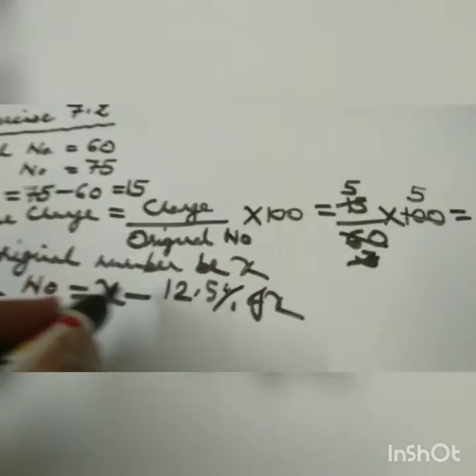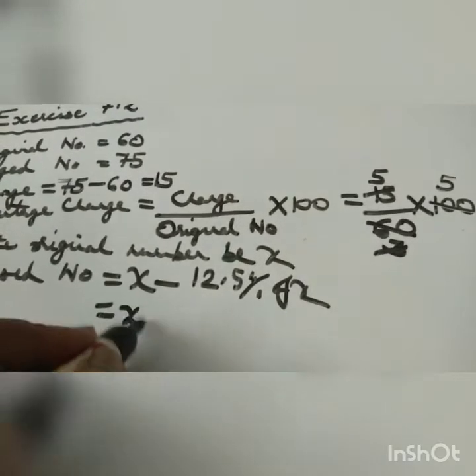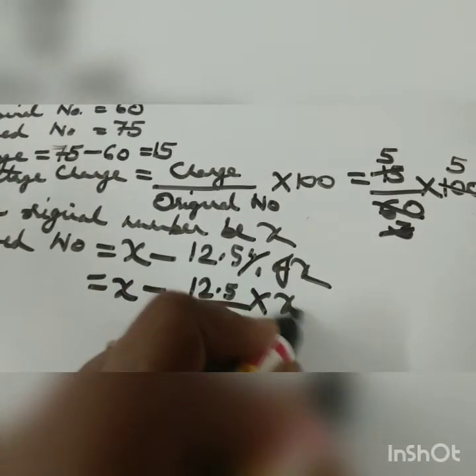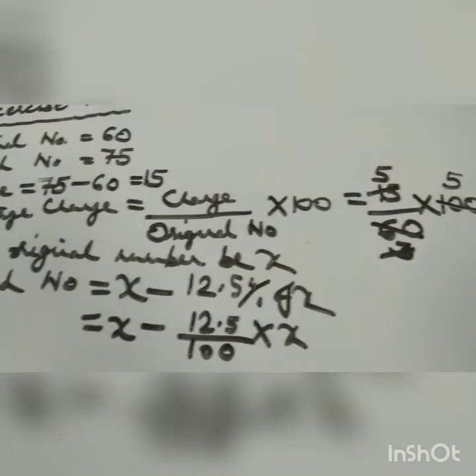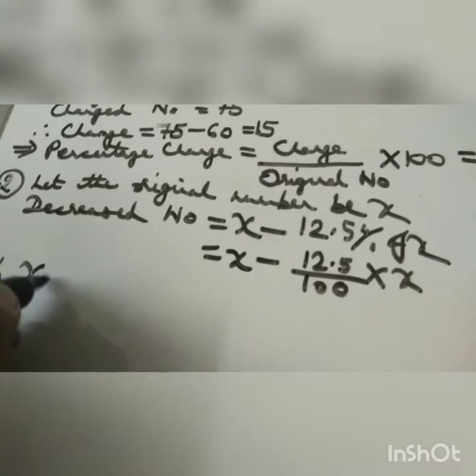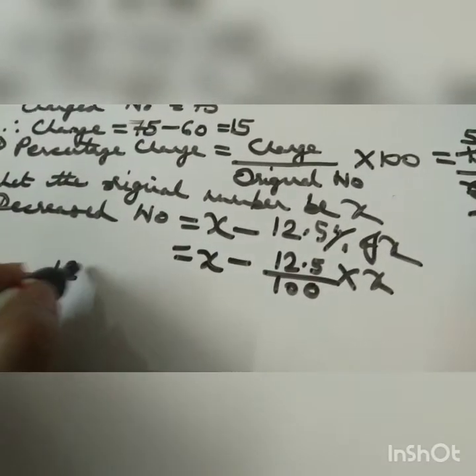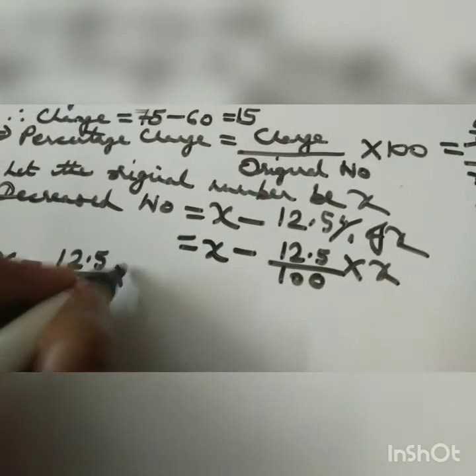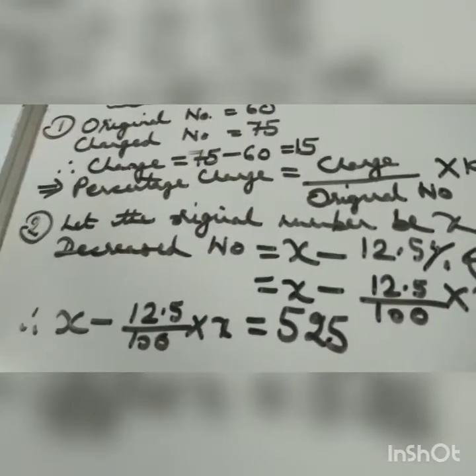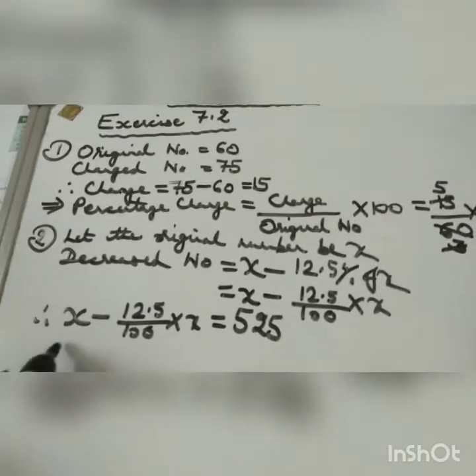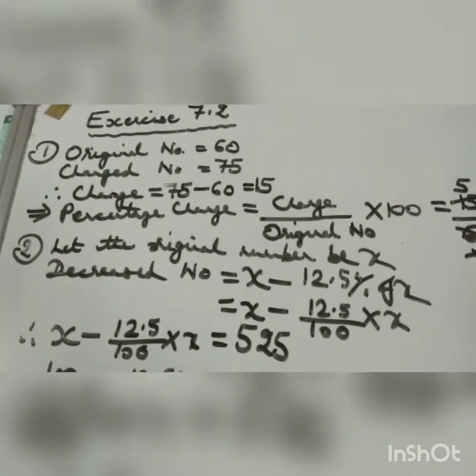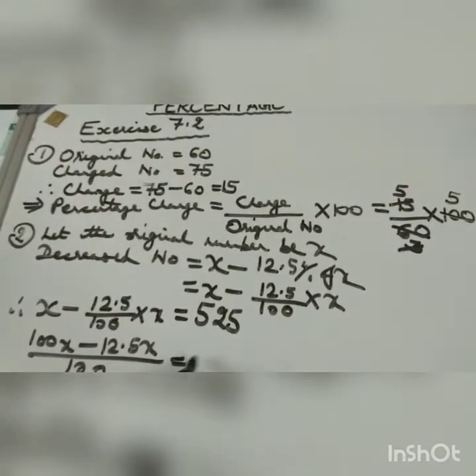Now we will try to calculate x minus 12.5%. So x minus 12.5 upon 100 into x. And this decreased number according to the question becomes equal to 525. Therefore, your equation is x minus 12.5 upon 100 into x equals 525. Solve this equation, that is all. So, what you get is (100x minus 12.5x) upon 100 equals 525.